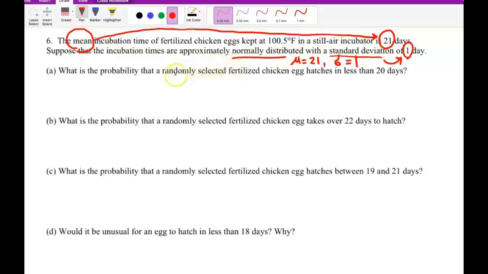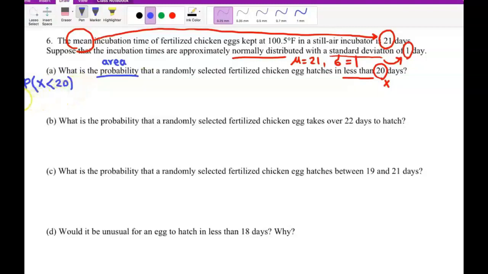So part A, what is the probability that a randomly selected fertilized chicken egg hatches in less than 20 days? So what we have here is X, and we need to find probability, and probability, as I said, is exactly the same as area proportion. So since we have probability, use P. We have X, and here we have less than 20.